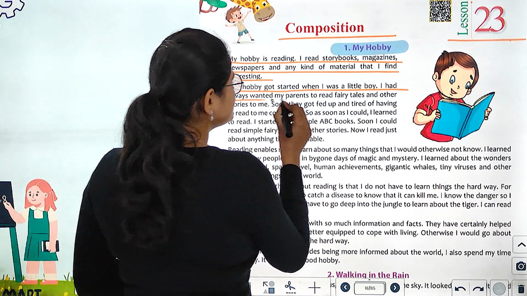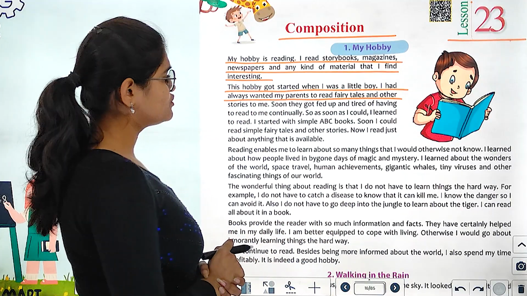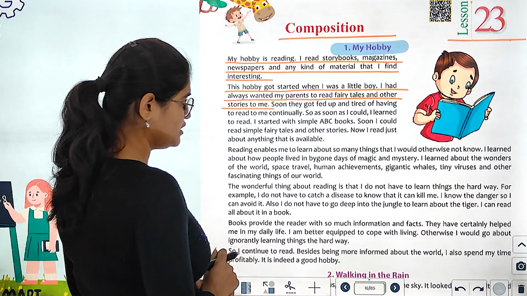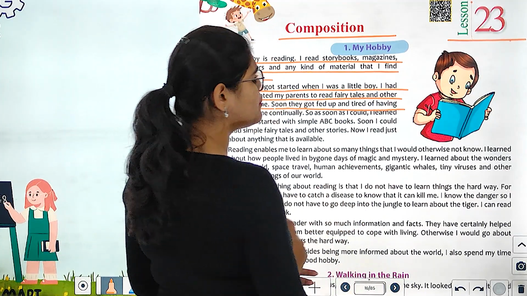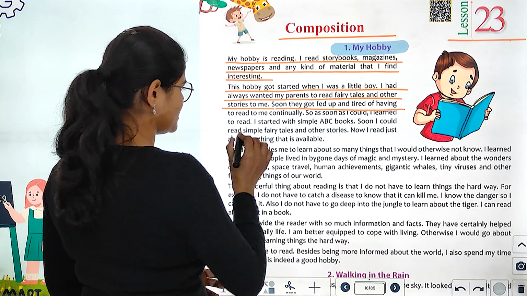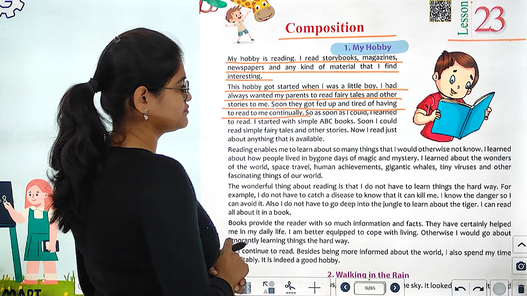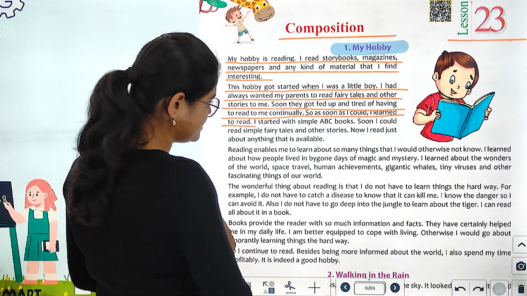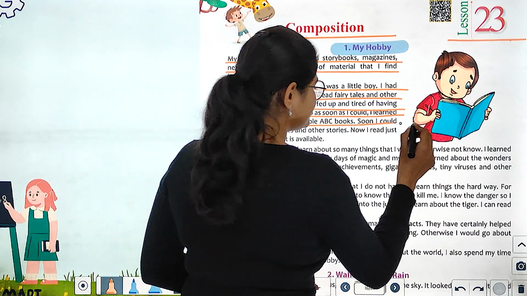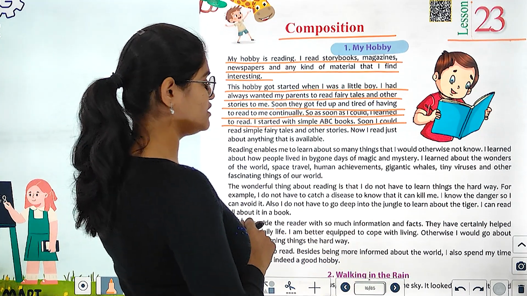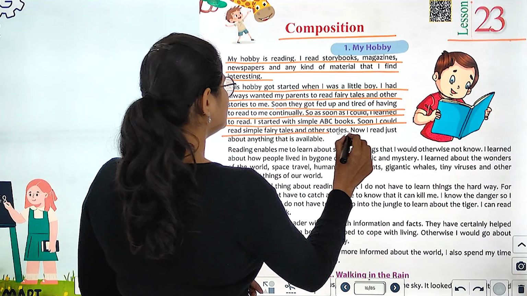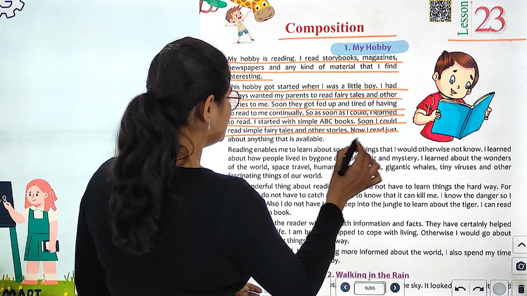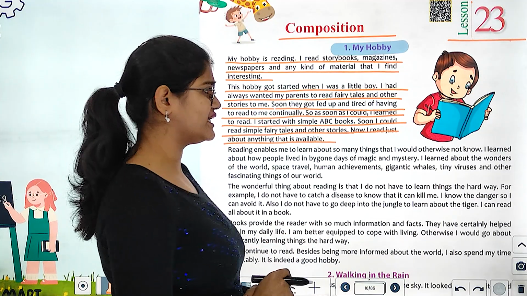I had always wanted my parents to read fairy tales and other stories to me. Soon, they got fed up and tired of having to read to me continually. So, as soon as I could, I learned to read. I started with simple ABC books. Soon, I could read simple fairy tales and other stories. Now, I read just about anything that is available.